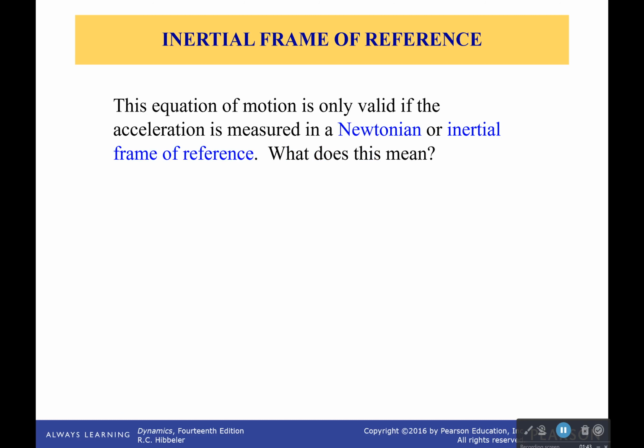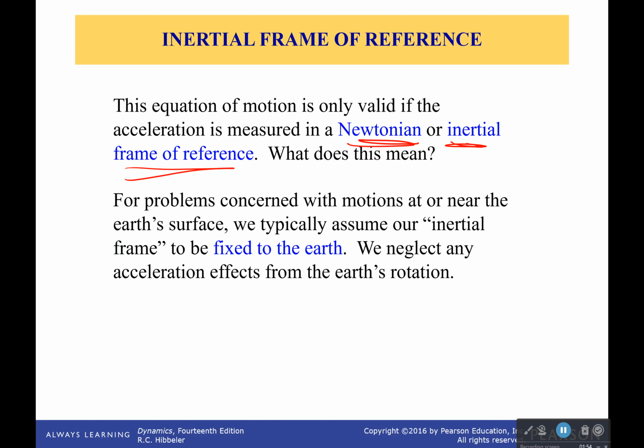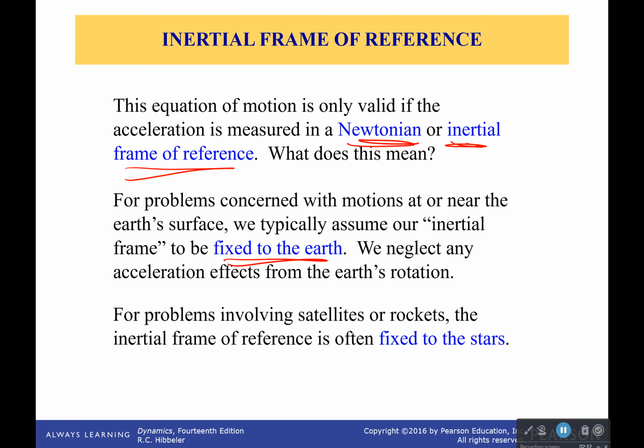Now, our equation of motion is only valid if we're in a Newtonian or inertial frame of reference, okay? But what in the world does that mean? Well, for motions concerned with things near the Earth's surface, we typically assume our inertial frame is fixed to the Earth. We're just neglecting the fact that the Earth is rotating, and so everything's rotating with it. The surface of the Earth doesn't move.